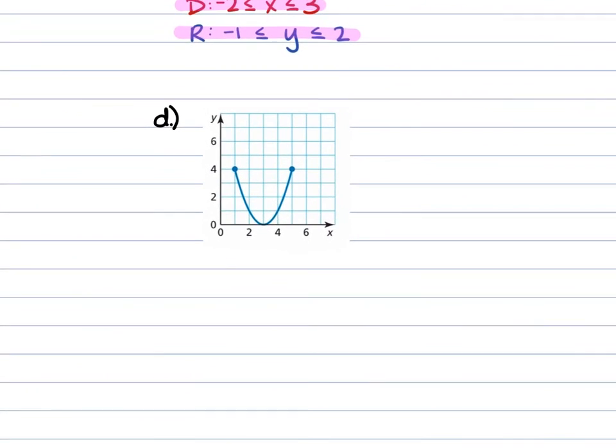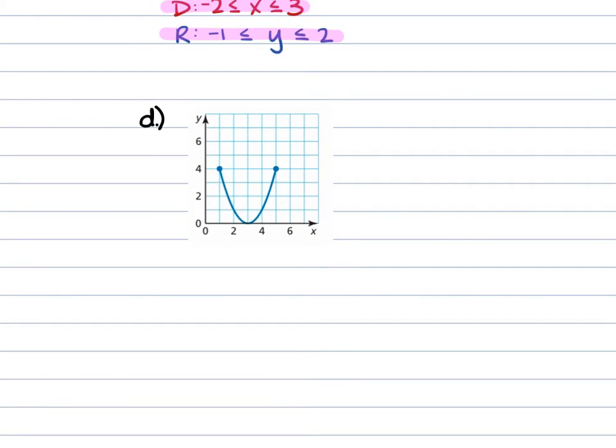For example D, we have this U shape that we see, and our values for our domain, which are our x values, is going to be from 1, we're dealing with x, all the way to 5. We are including the 5 and the 1 since there's closed circles here. So with this, x is greater than or equal to 1, and x is less than or equal to 5.